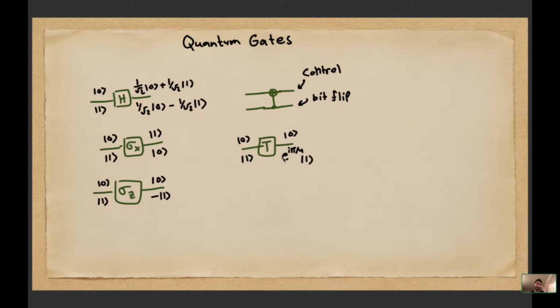What it does is it just adds a phase of some complex number to the 1. If you haven't seen complex numbers, that's okay, we're not going to use it. It's like the square root of the Z gate, the 4th root actually. If that doesn't make sense, it's fine.